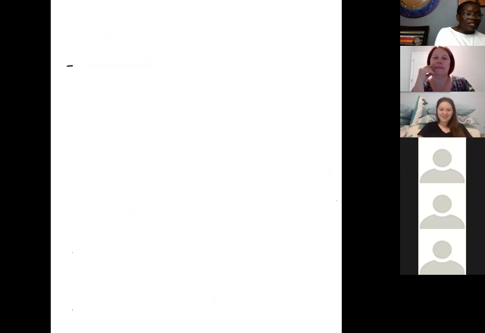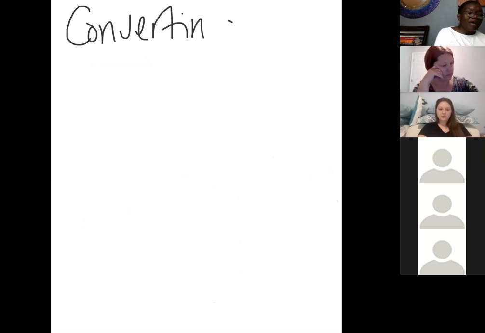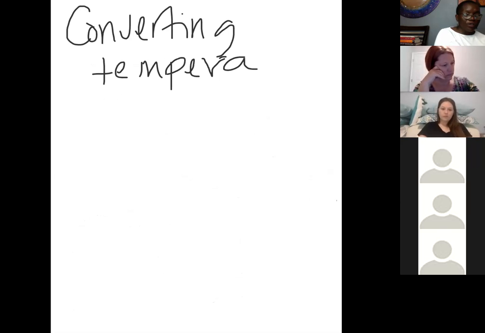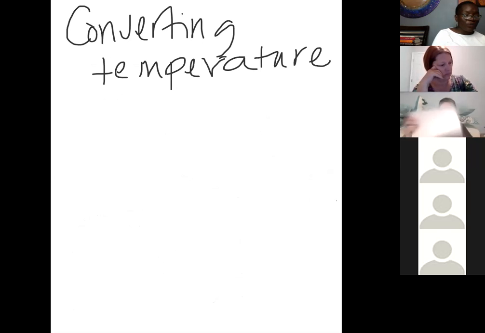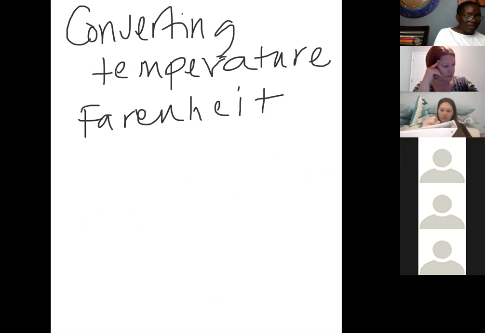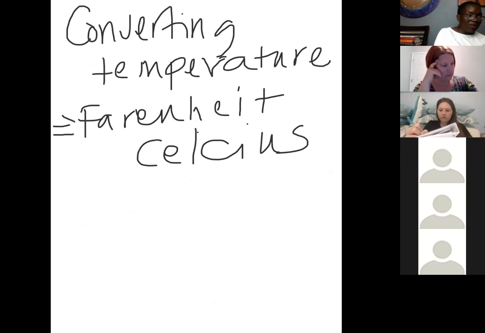Additionally, we're looking at converting temperature. Okay. Now, when we talk about temperature, there are 2 temperature scales we use. We use Fahrenheit and we use Celsius. Here in the US, we commonly use Fahrenheit. However, internationally, people prefer to use Celsius. Now, we use formulas to do these conversions, and the formulas, I listed them on the conversion chart.